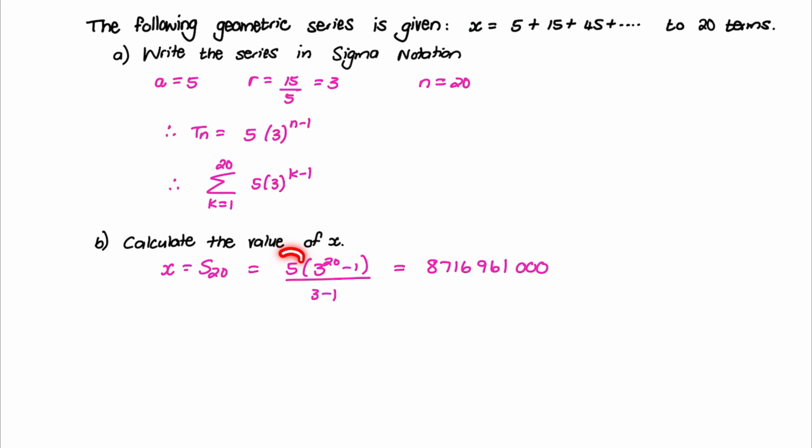We know that the value of a is equal to 5, that r is equal to 3, that n is equal to 20. And when we substitute it into our Sn formula, we have x, which is the sum to 20 terms, as 8,716,961,000.